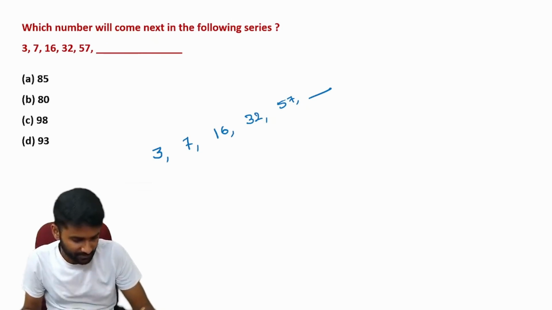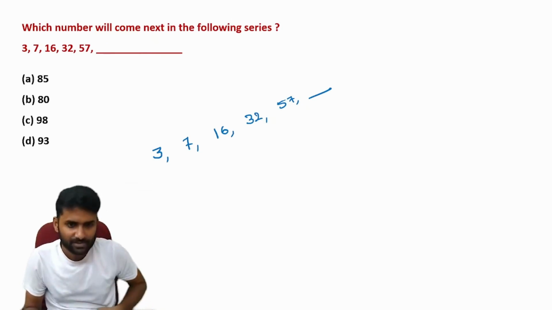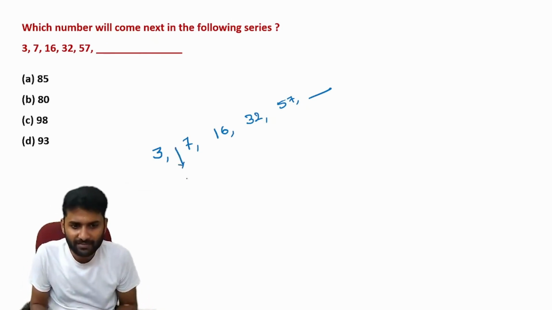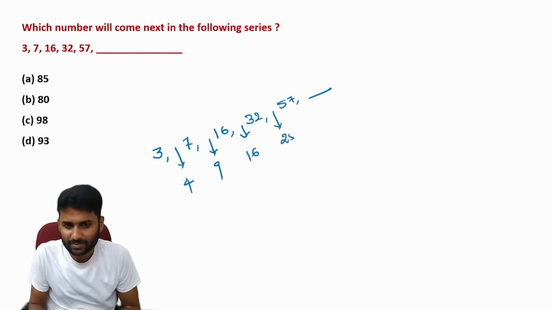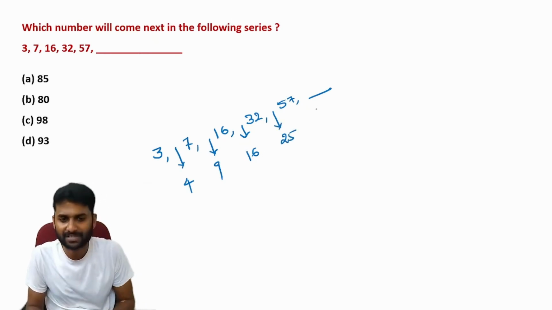Find the next number. Here the difference between 3 and 7 is 4 units, between 7 and 16 is 9 units, between 16 and 32 is 16, and the difference between these two numbers is 25. If you observe that, all the differences are perfect squares.